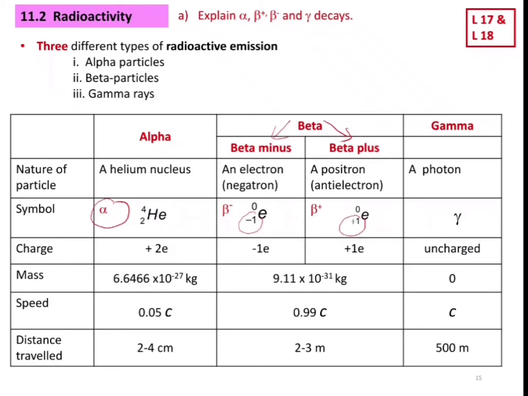Now number 4 is the gamma ray. This is the symbol for gamma ray. Gamma ray is actually a photon, meaning it is light. Since it is light, of course its speed is the speed of light, 3 times 10 exponent 8 m/s, and it can travel a distance of about 500 meters.